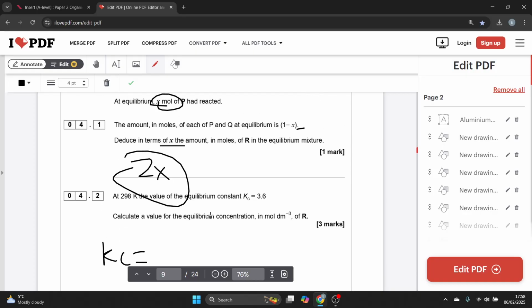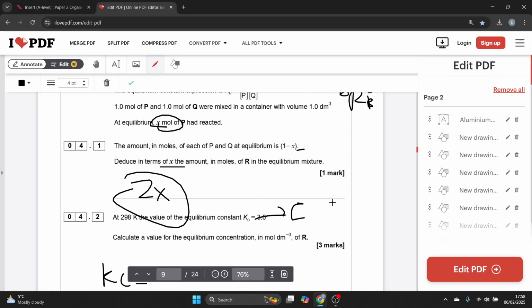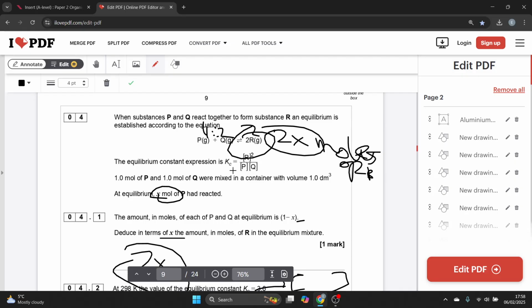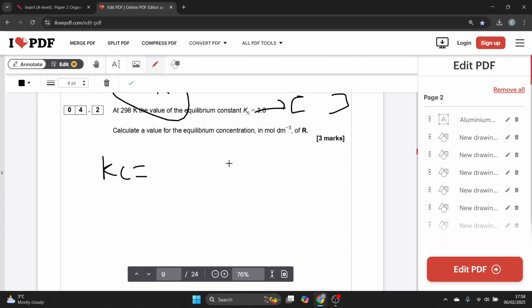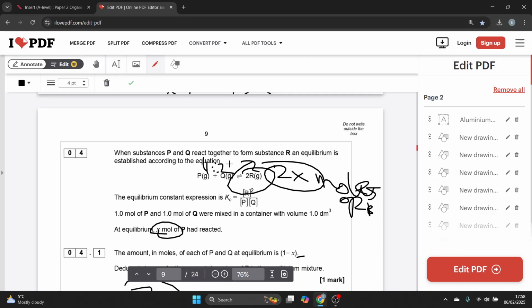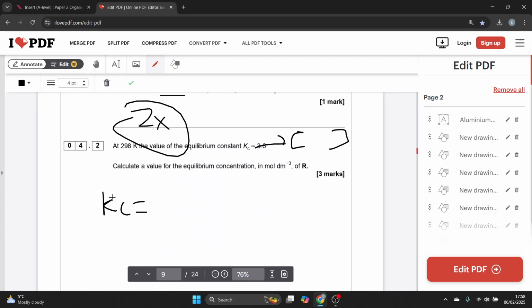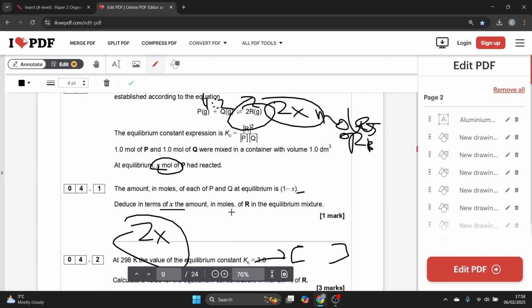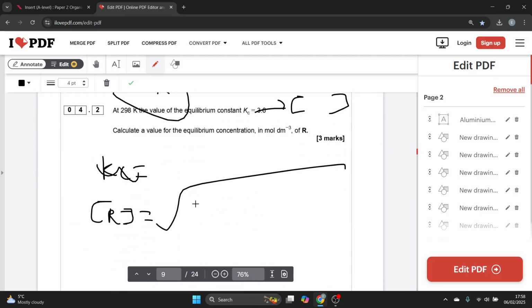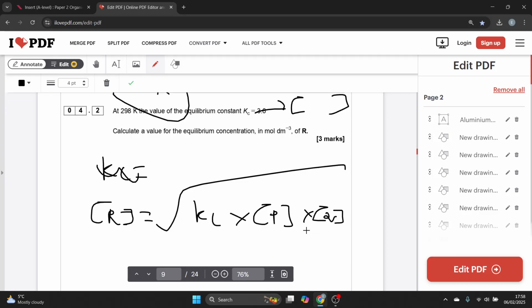Then it says calculate the value for the equilibrium concentration of R in moles per dm cubed, and I know Kc. The key thing about Kc is obviously square brackets, and Kc is R squared over P times Q. It's already given me it. So they want me to calculate the value for the equilibrium concentration of R. So I'm going to have to rearrange it to get R. So it's going to be concentration of R equals the square root of Kc times concentration of P times concentration of Q.